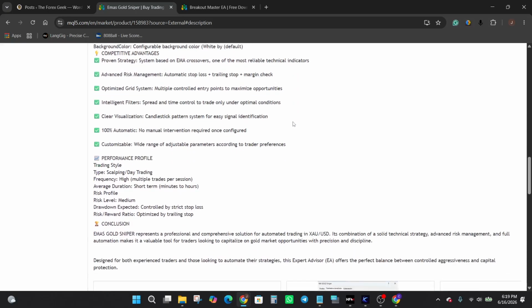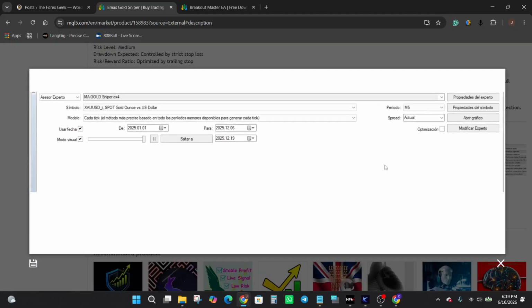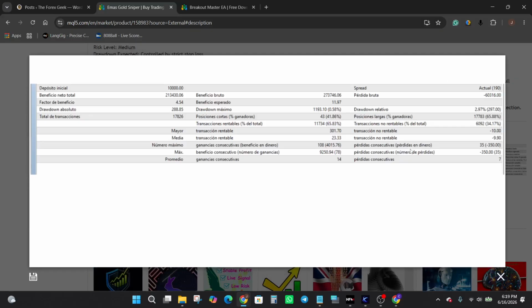Now, let us move over to the historical backtesting section. As always, historical backtests should be viewed as historical analysis rather than a guarantee of future performance. They can help us understand how a strategy behaved under previous market conditions, but future results may differ significantly.